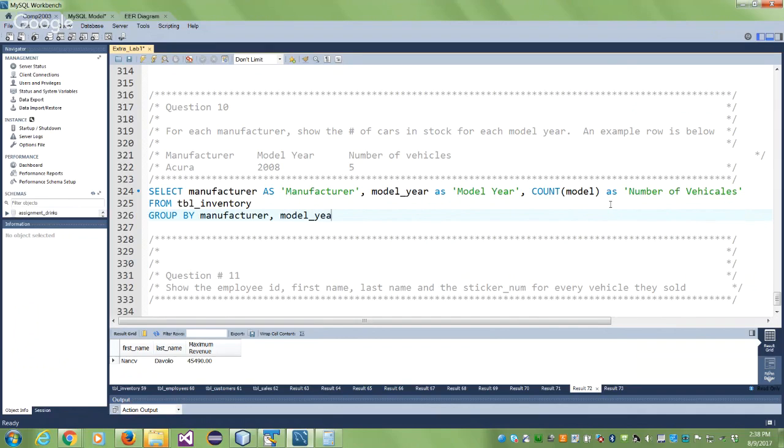I'm not sure. I don't think we've done grouping by more than two. We've done ordering by for sure. Grouping by, I'm not sure. But group by will work. It's the same thing. You have to kind of group manufacturers, and inside manufacturers you have to group models. So let's see the answer and then we'll go back and double check it.